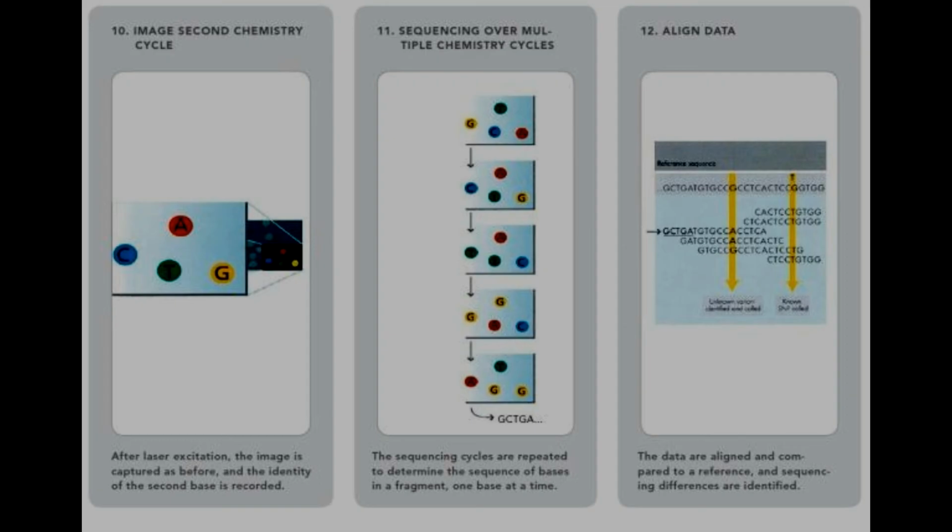10th, the image second chemistry cycle. Over here, the laser excitation will cause the image to be captured as before, and the identity of the second base will be recorded. Then we can sequence over multiple chemistry cycles. So the sequencing cycles are repeated to determine the sequence of bases in the fragment, one base at a time. And finally, we align our data together to compare with some reference, and hence the sequence can be determined.